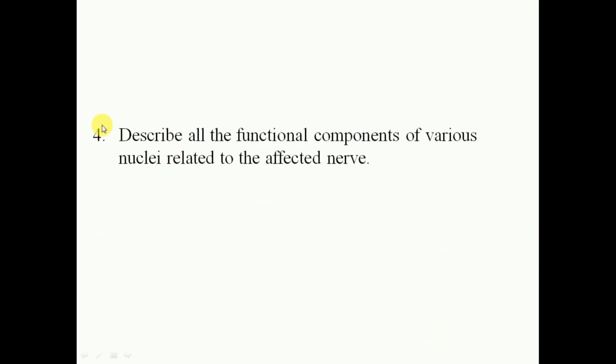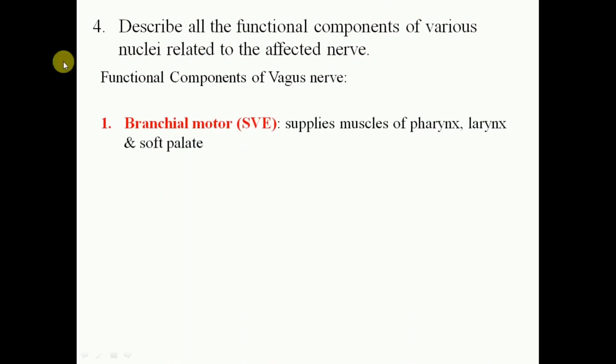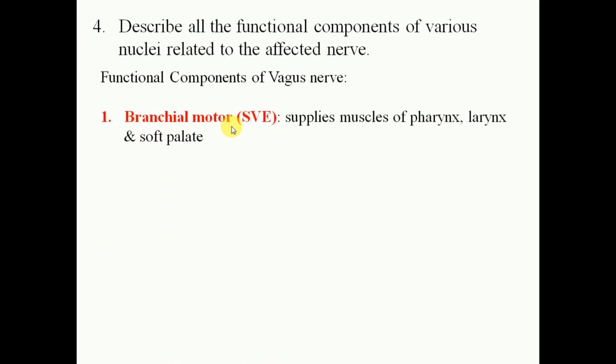Fourth, describe all the functional components of various nuclei related to the affected nerve. In this case, the affected nerve is the vagus nerve. First of all, let's see the various functional components of the vagus nerve. First is the branchial motor, that is the SVE, special visceral efferent. This component will supply the muscles derived from pharyngeal arches, namely the pharynx, larynx and soft palate.